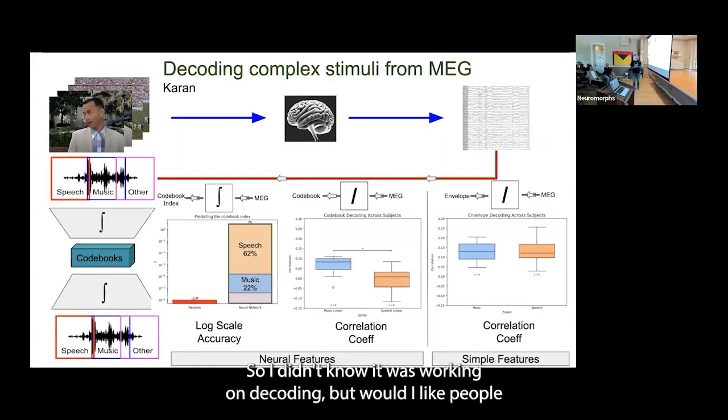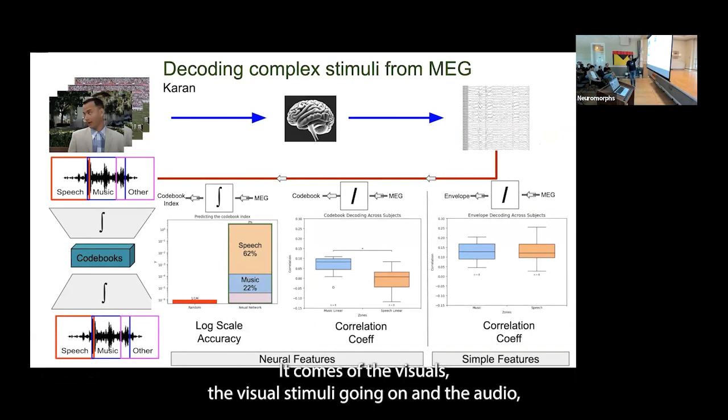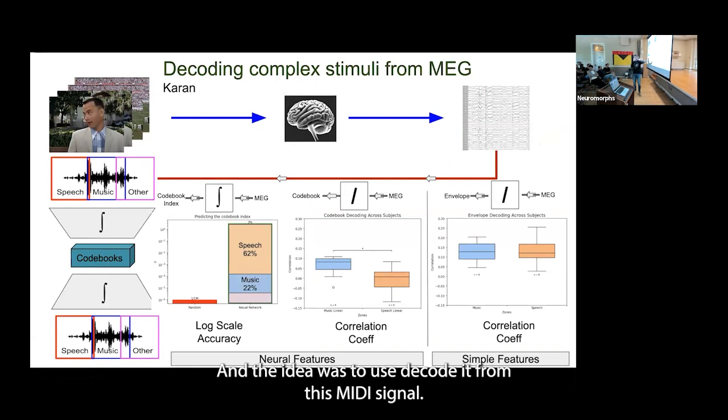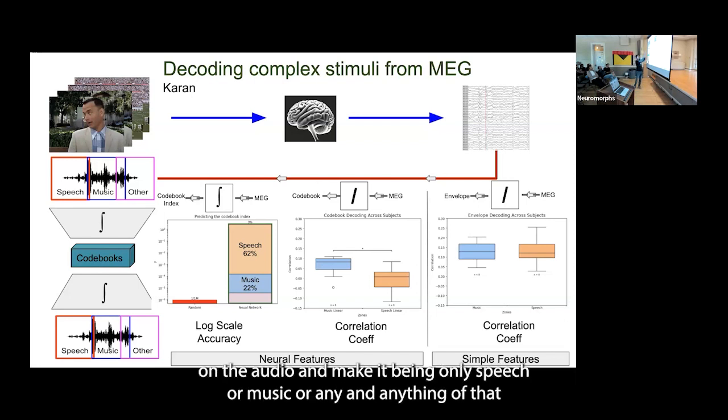Everyone, my name is Karan. So the idea here was working on decoding complex stimuli, like people watching a movie, which has a mixture of all kinds of modalities in terms of the visual stimuli going on, and the audio, which contains not only speech, but speech, music, and other kinds of sounds. And the idea was to decode it from this MEG signal, to see if we could reconstruct any of this audio without putting any constraint on the audio, like it being only speech or music or anything of that.